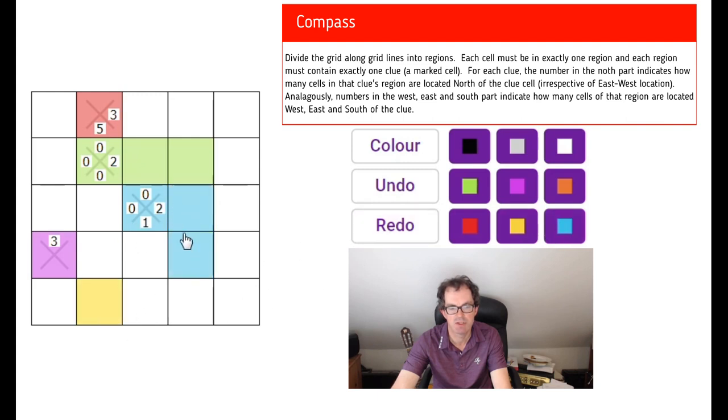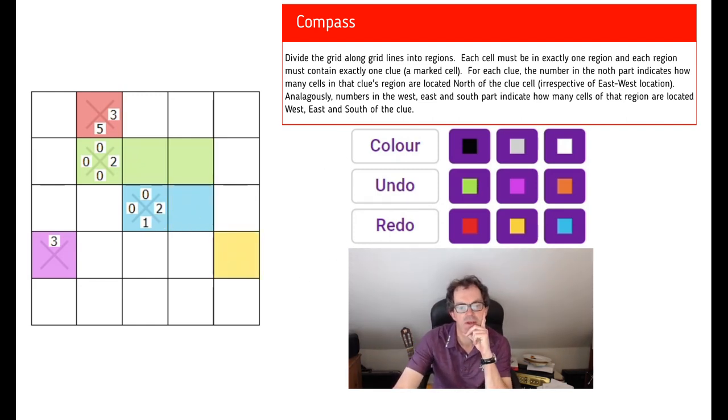Let's have a look at this blue region now. Does it meet the criteria? It definitely has 2 squares to the right, and it has 1 square down. So this is also a valid way that this blue region could work. So this square we can say is forced. In both of those variations, this square was blue.